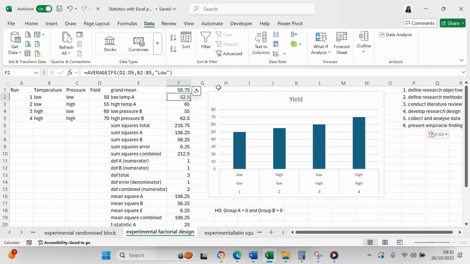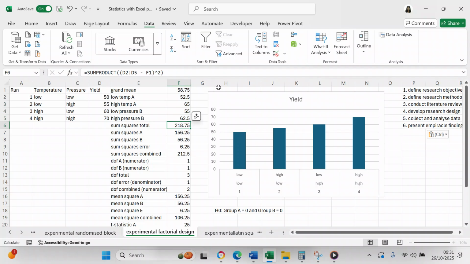You've got your low temperature A, which is an average.if of D2 to D5, and B2 to B5 is low. You've got your high temp A, averageif of D2 to D5, comma, B2 to B5 is high. You've got your low pressure B, averageif of D2 to D5, comma, C2 to C5 is low. You've got your high pressure B, averageif of D2 to D5, comma, C2 to C5 is high.